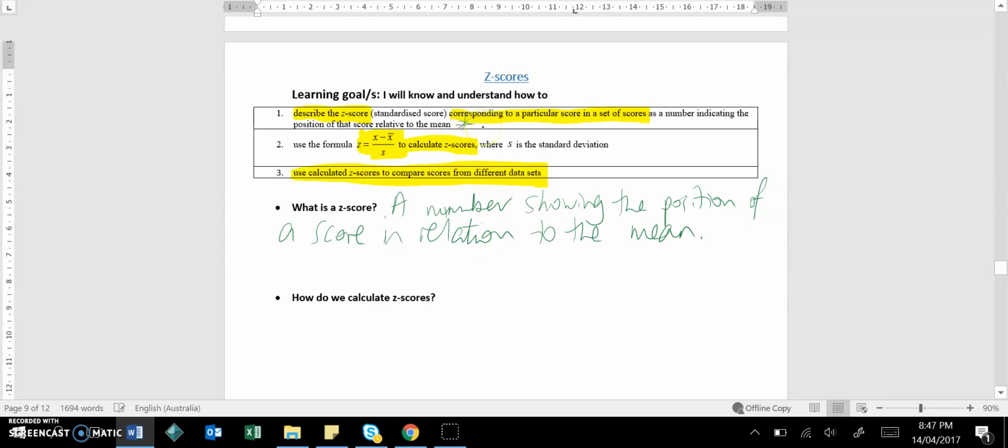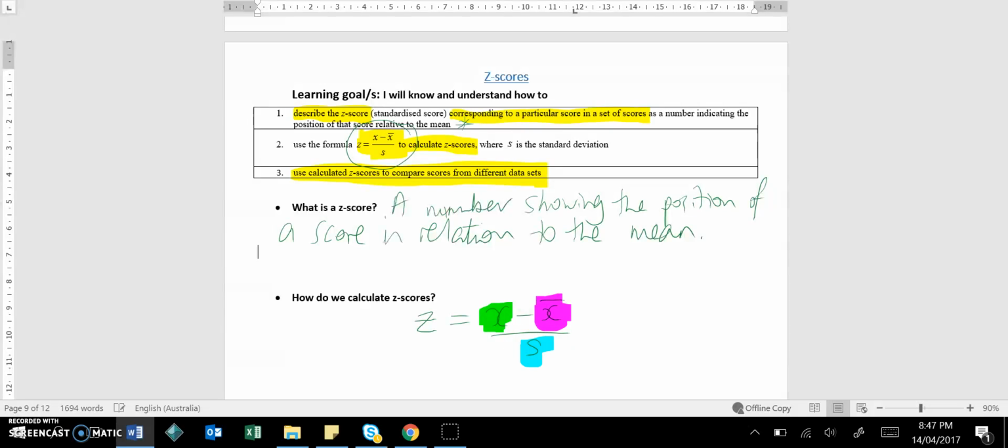The next thing we need to think about is how we calculate z-scores. We calculate z-scores using this formula. That's what you need to write down here, and it's represented by a z for z-scores. It's x take away x bar over s. So let's talk through these. This x is the score, the x bar is the sample mean, and the s is the standard deviation.